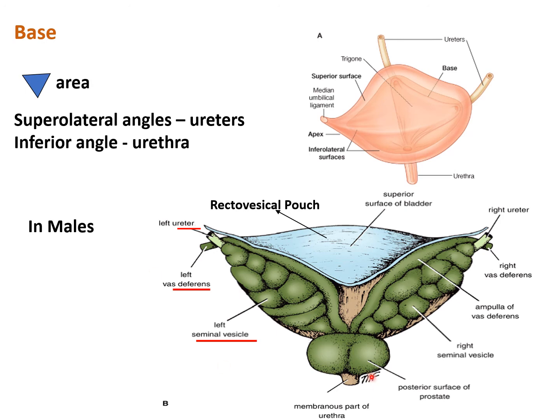In males, the neck of the urinary bladder is surrounded by the prostate. So this is the prostate, but this is the surface which we are talking about, which is the base of the urinary bladder. In males, adjacent to the base are present the seminal vesicles.